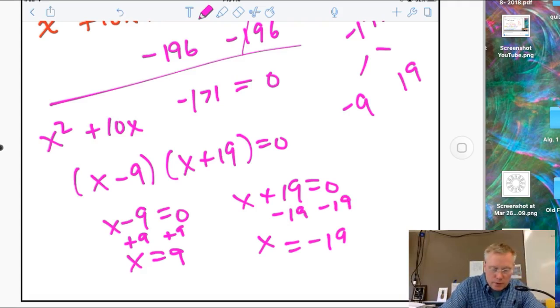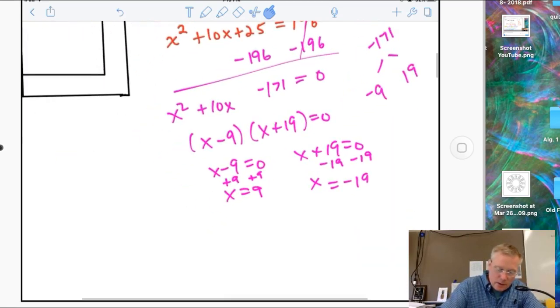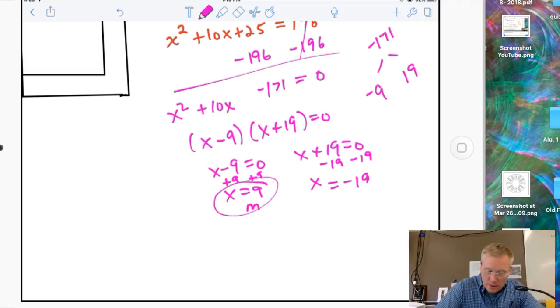Now, this is a real world kind of problem, which means, if this was a garden to begin with, right? It's easy to have a garden that's 9 meters on one side, but it's impossible to have a garden that's negative 19 meters, which means you actually throw out the negative answer here. Okay, and I'm just going to say that x is 9, all right?